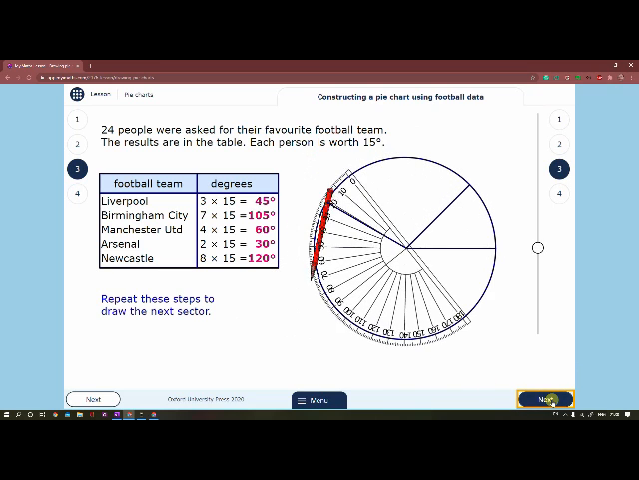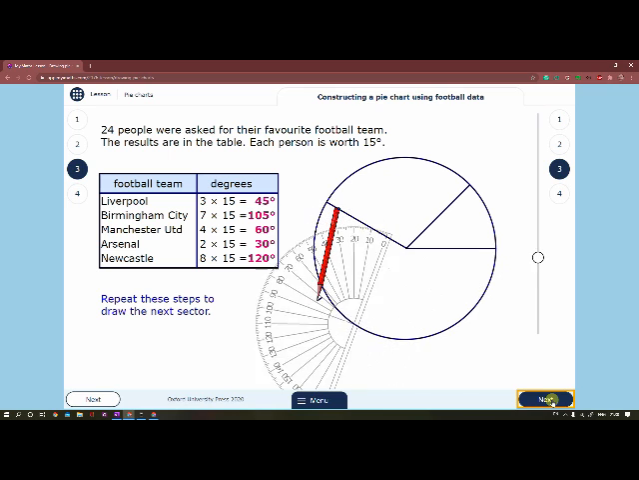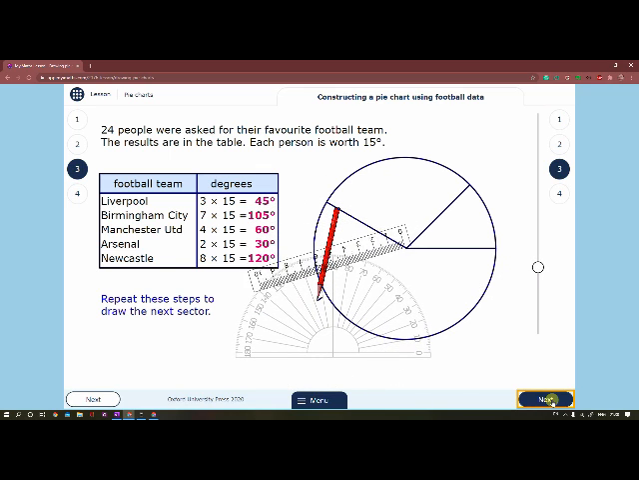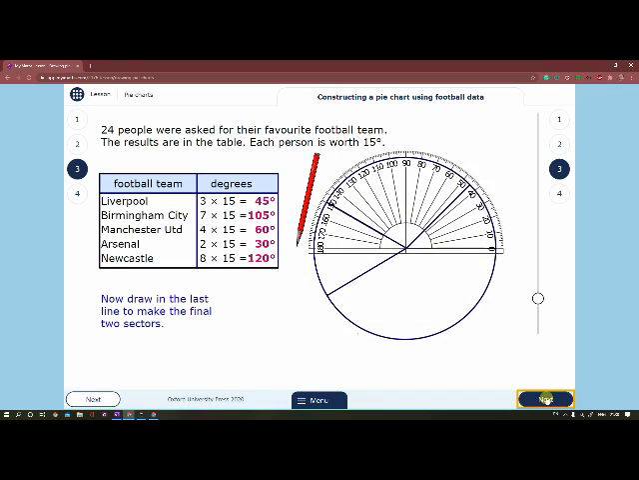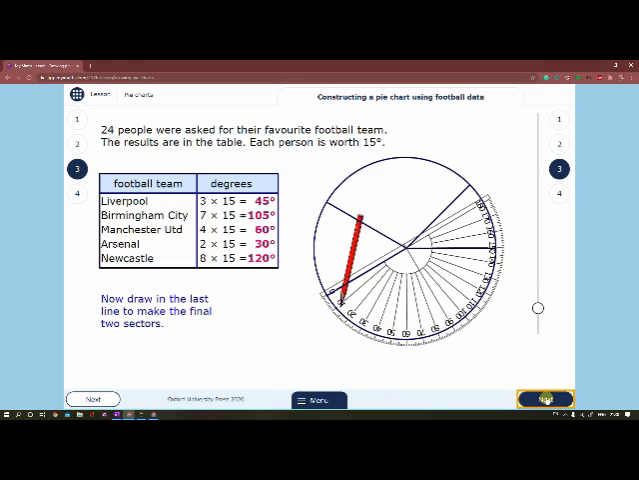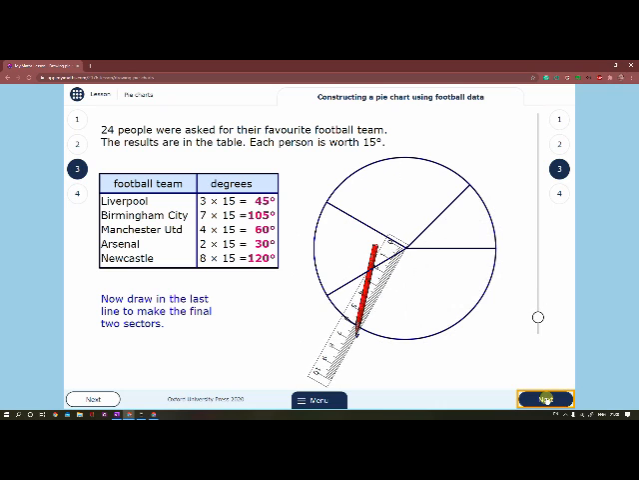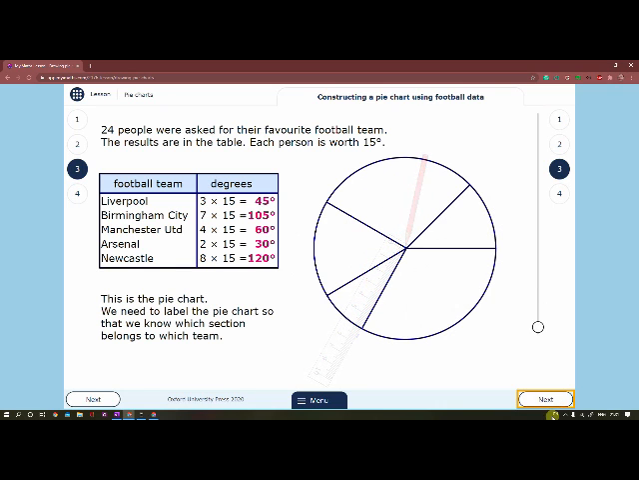Go again, put the angle in. We need 60 degrees now, so we mark the 60 degrees and draw the line in. And again, I would put a label there saying Manchester. Keep rotating round, find the 0 and measure 30 degrees for Arsenal. And I would put the label on at this point so I know which one it is.